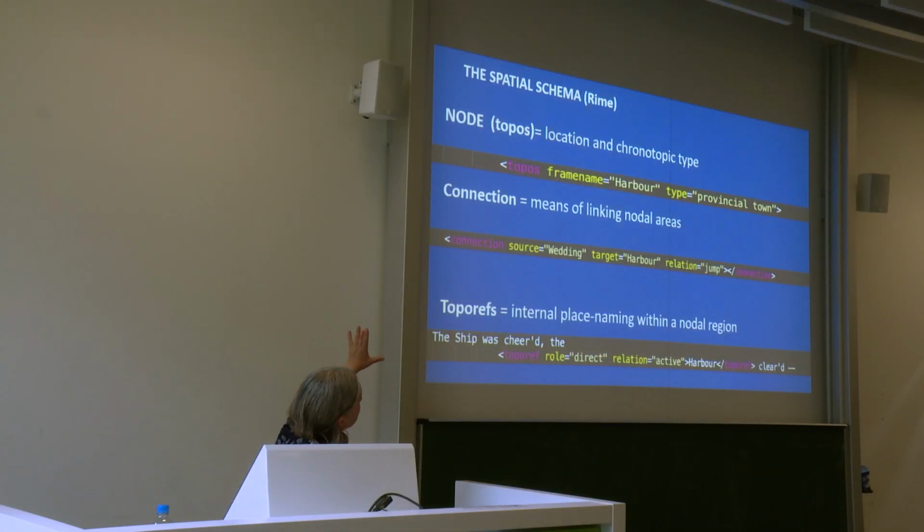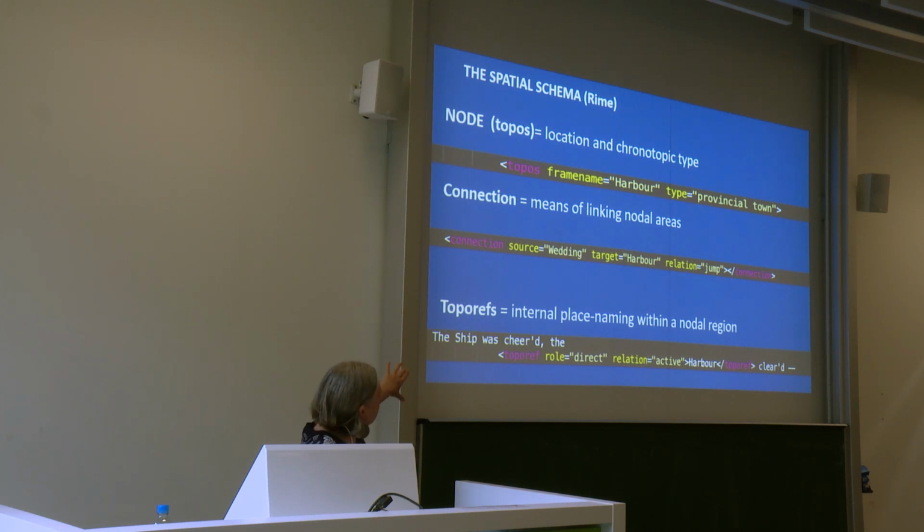So the node is a place in the text, a location in the text, and it has two identities, a chronotopic type. So this is from the Rime of the Ancient Mariner. The topos name is harbour, it starts in the harbour, and in this case, it's provincial town. That's the chronotopic type of that place, okay? The connection, in this case, is connecting a previous block of text to the next, and it's a jump. In the Rime of the Ancient Mariner, the Ancient Mariner is telling a story, and then you go into the story, and then you jump back. There's a lot of jumps, actually, in the rhyme.